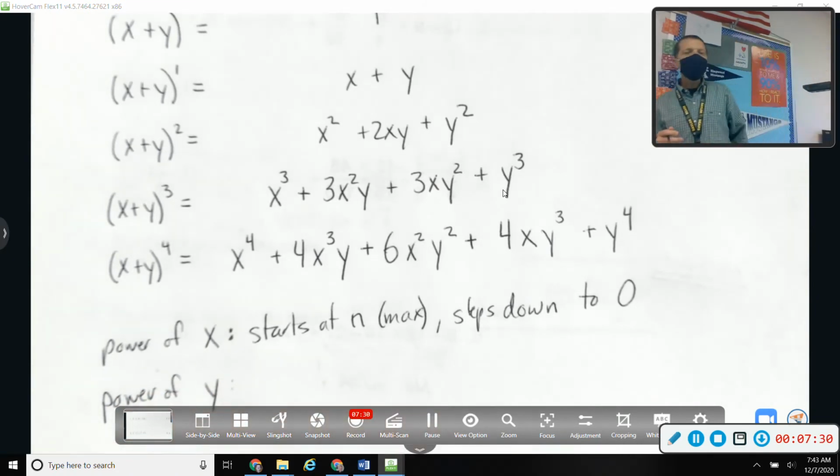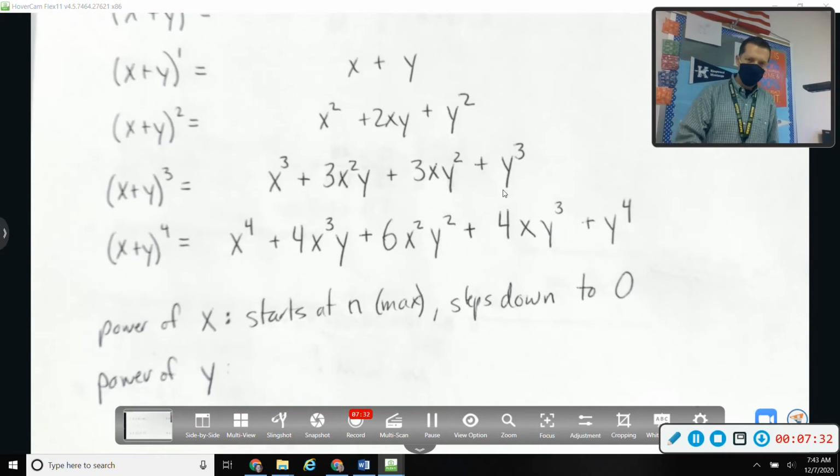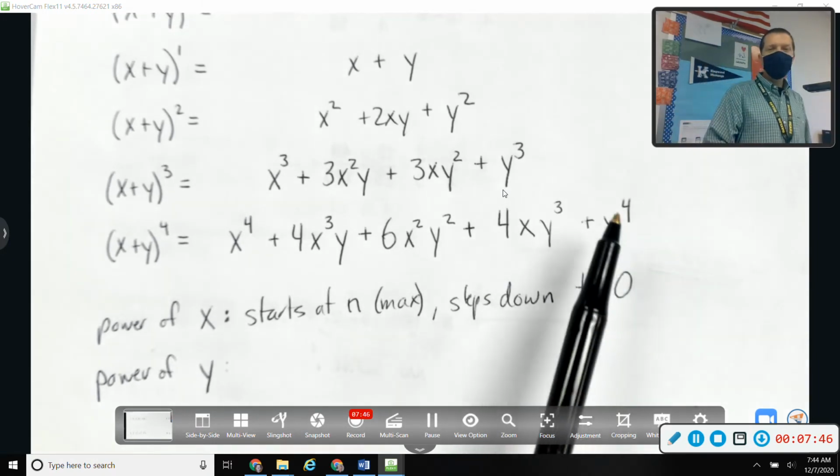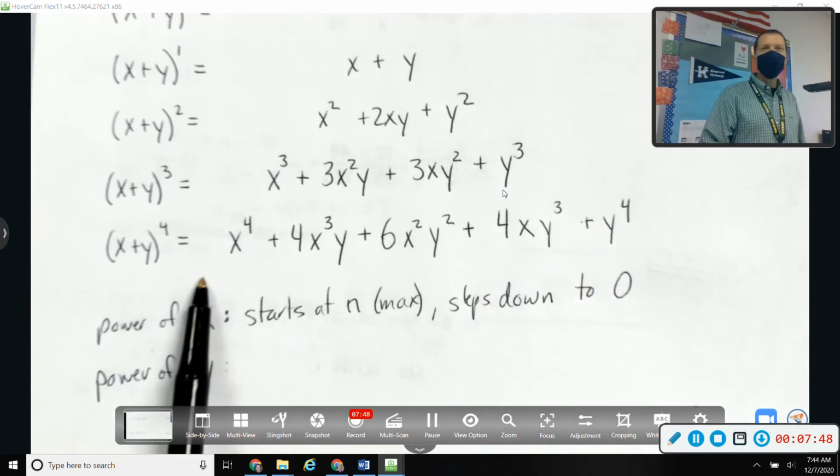Power of y. There's two ways to look at the power of y. You can say it does the opposite of x, right? It starts at 0 and works its way up. Or you can start at the other end. You can start at the right end and say it starts at the highest power and works its way down.